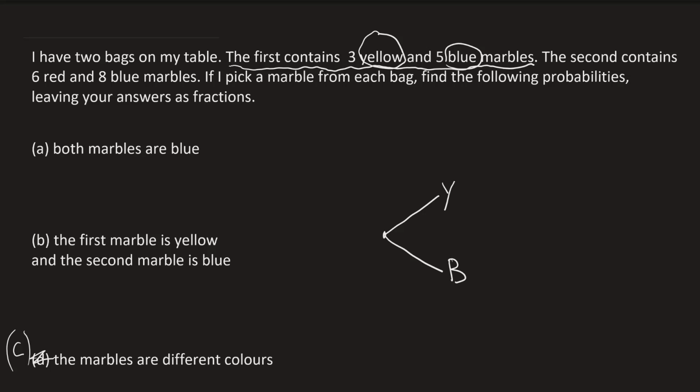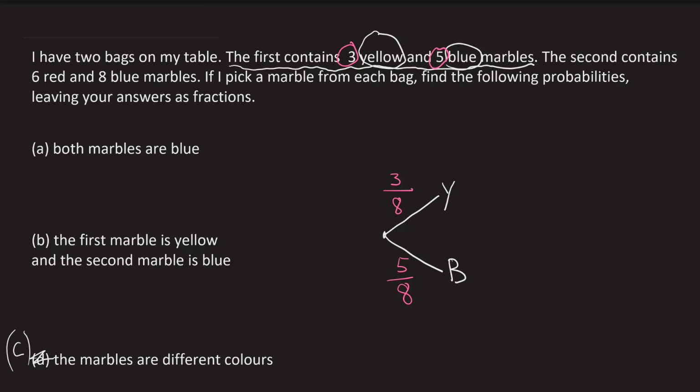Let's write the probabilities while we're at it. In the first bag, there are 3 plus 5, so there are 8 marbles. There are 3 yellow, so the probability of picking a yellow is going to be 3/8, and the probability of picking a blue is going to be 5/8. So that's our first event done.